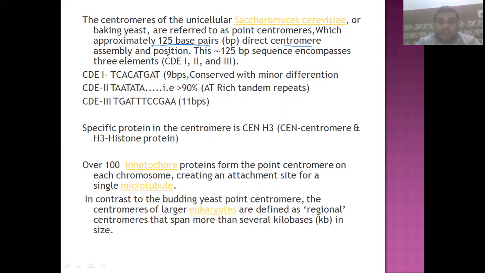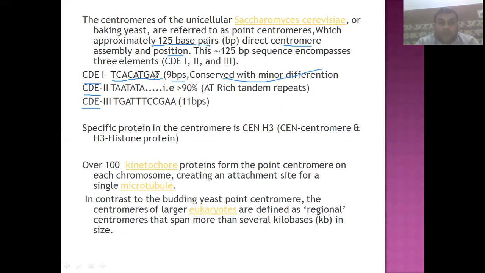This 125 base pair region encompasses three basic elements: CDE1, CDE2 and CDE3, the cell cycle dependent elements. CDE1 consists of 9 base pairs, conserved with minor differences in many organisms. The nucleotide sequence is thymine, cytosine, adenine, cytosine, adenine, thymine, guanine, adenine, thymine, that is TCACATGAT.